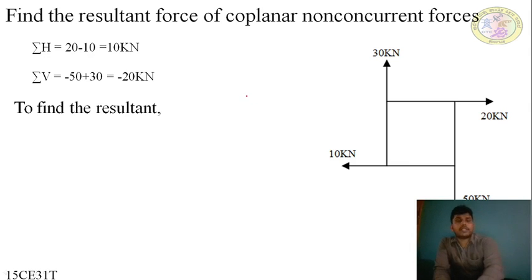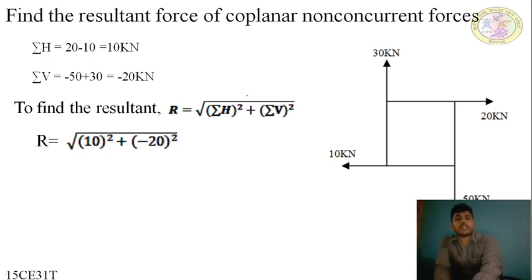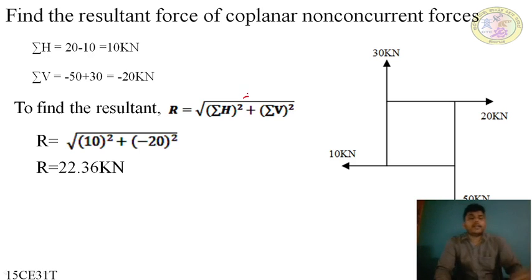Let's calculate the resultant: the square root of sigma H squared plus sigma V squared. We'll substitute the sigma H and sigma V values. Sigma H is 10, sigma V is minus 20. Then the resultant will be 22.36 kilonewton.